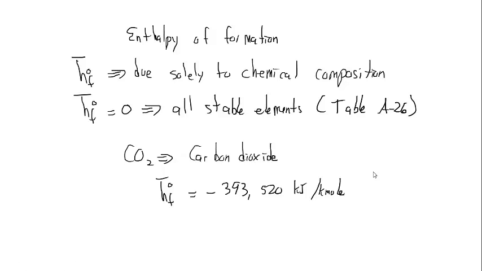Why is it a negative number? What that is saying is that when carbon dioxide is formed on the product side, it releases 393,520 kilojoules per kilomole worth of energy. So if the enthalpy of formation is negative, it is the amount of energy that's released when that particular product is formed. That's why in these combustion reactions, when you see carbon dioxide in the products, you know that there's going to be good energy release, because that's how much energy is released when it's formed.